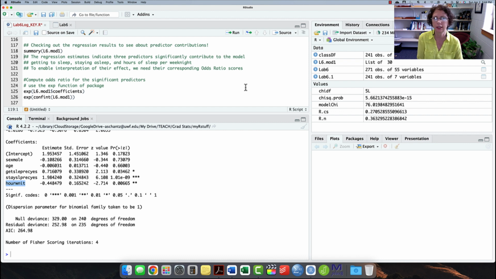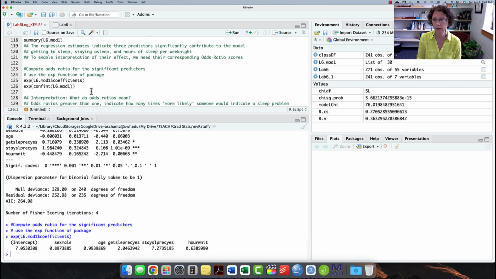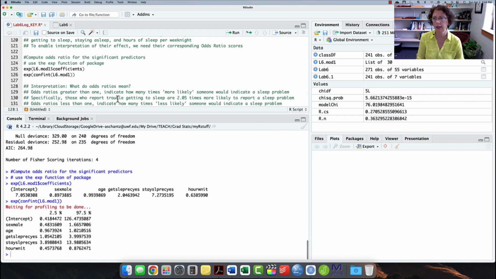So let's check out these, because what we need to be able to interpret and communicate the level of impact these significant predictors have is the odds ratio. And to get that, we raise that log odds to the exponent. So we're taking the exponent of those coefficients and also taking the exponent of their confidence intervals so that we can get the odds ratios and their 95% confidence interval. There's that and that.